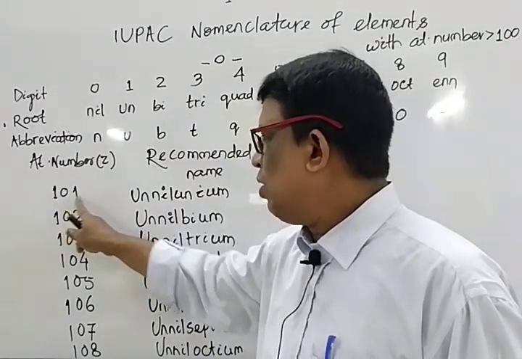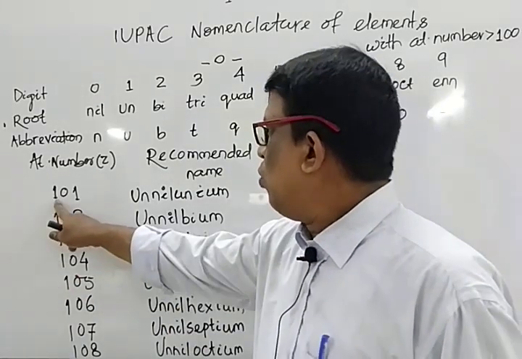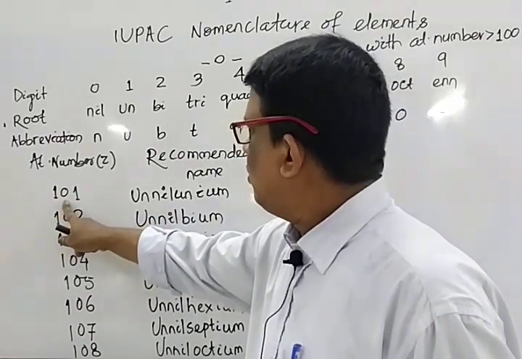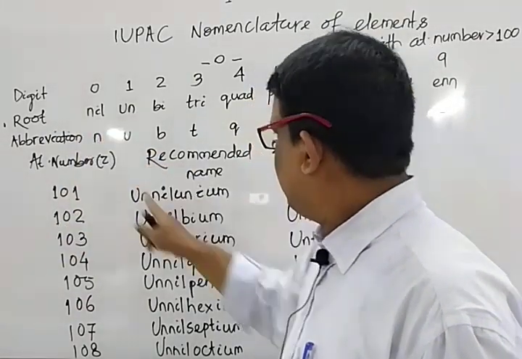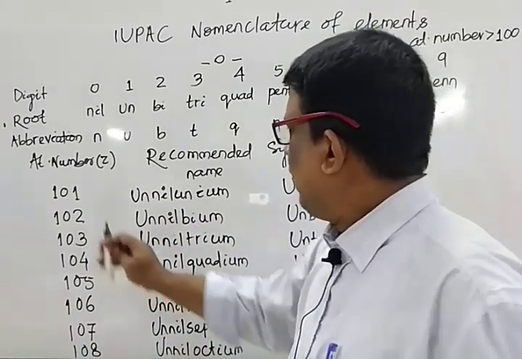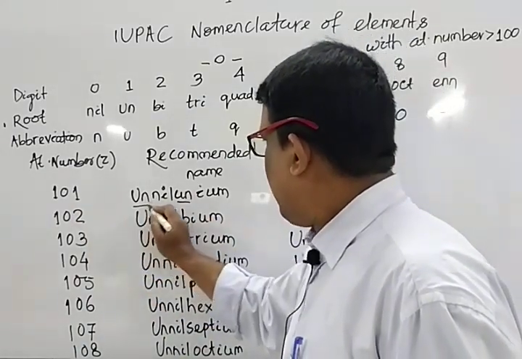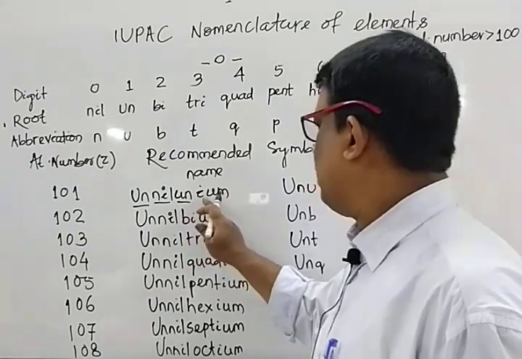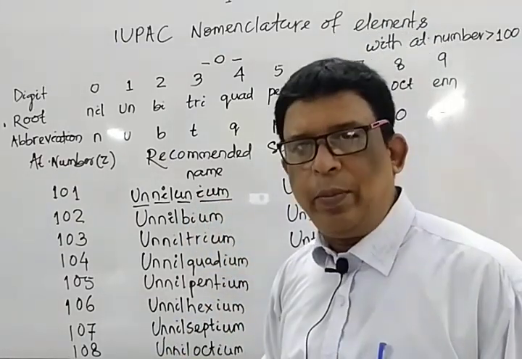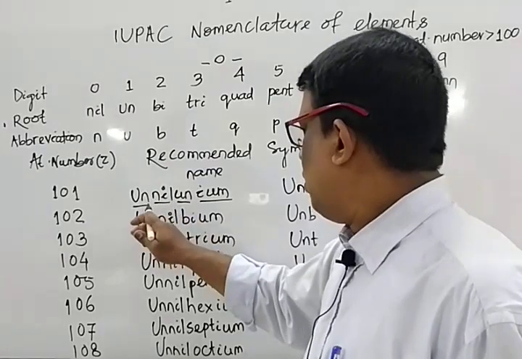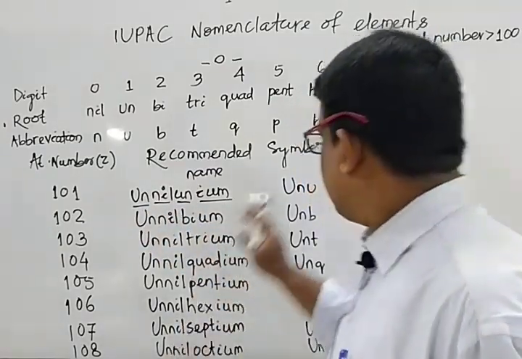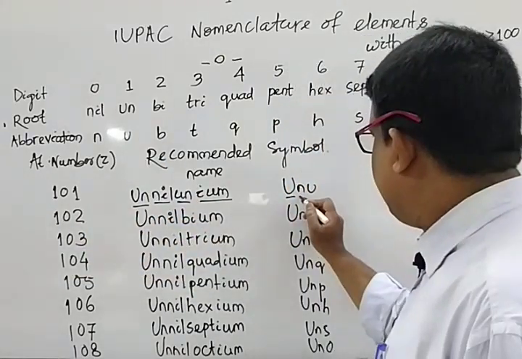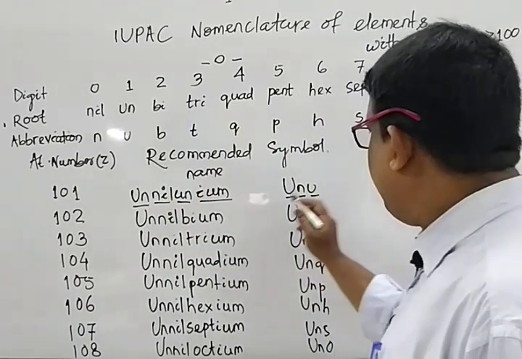First one is 101. For 1 the root is un, I write un. Next for 0, that means nil. Next again 1, un. Then add ium. So the name is unnilunium. And the symbol for the first one is U, for 0 it is N, and for 1 it is U.